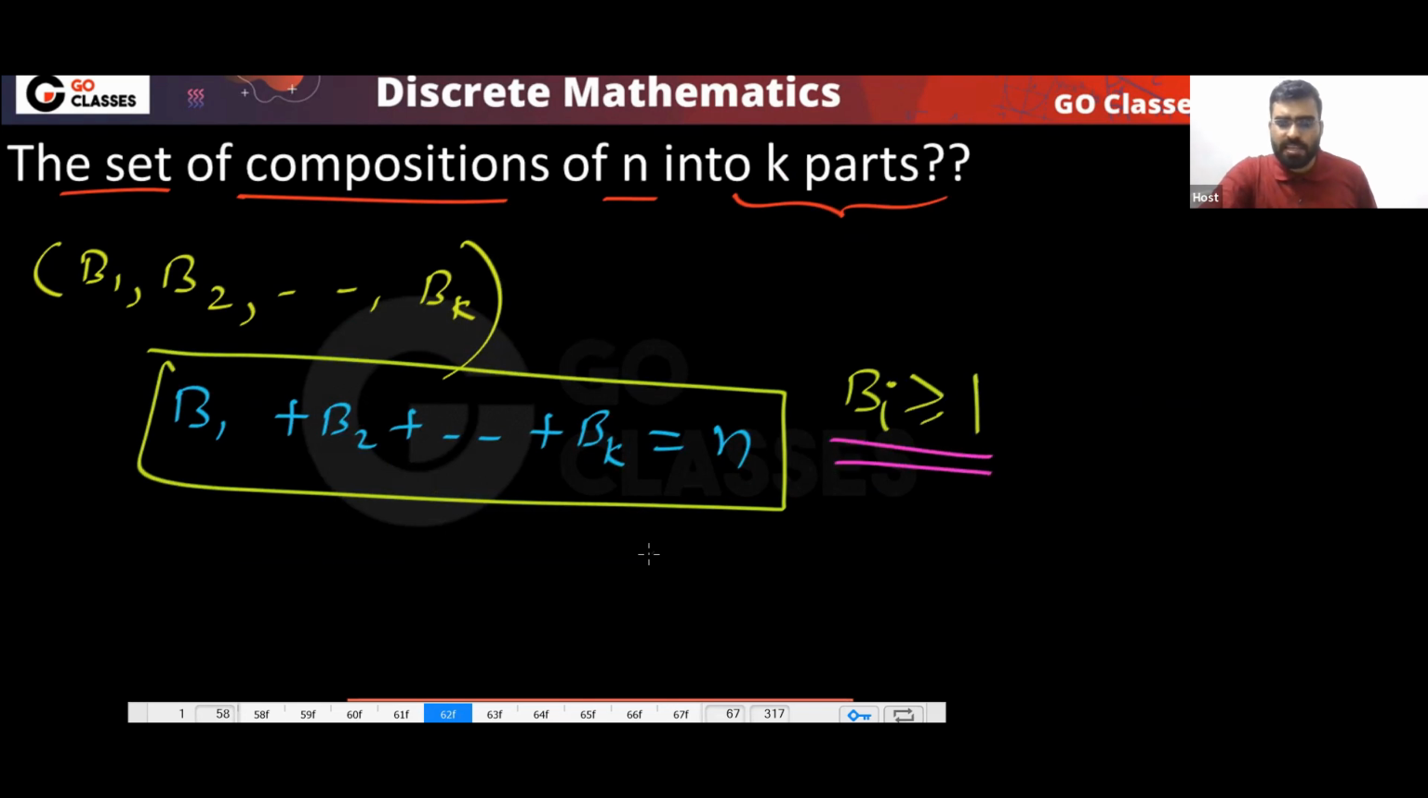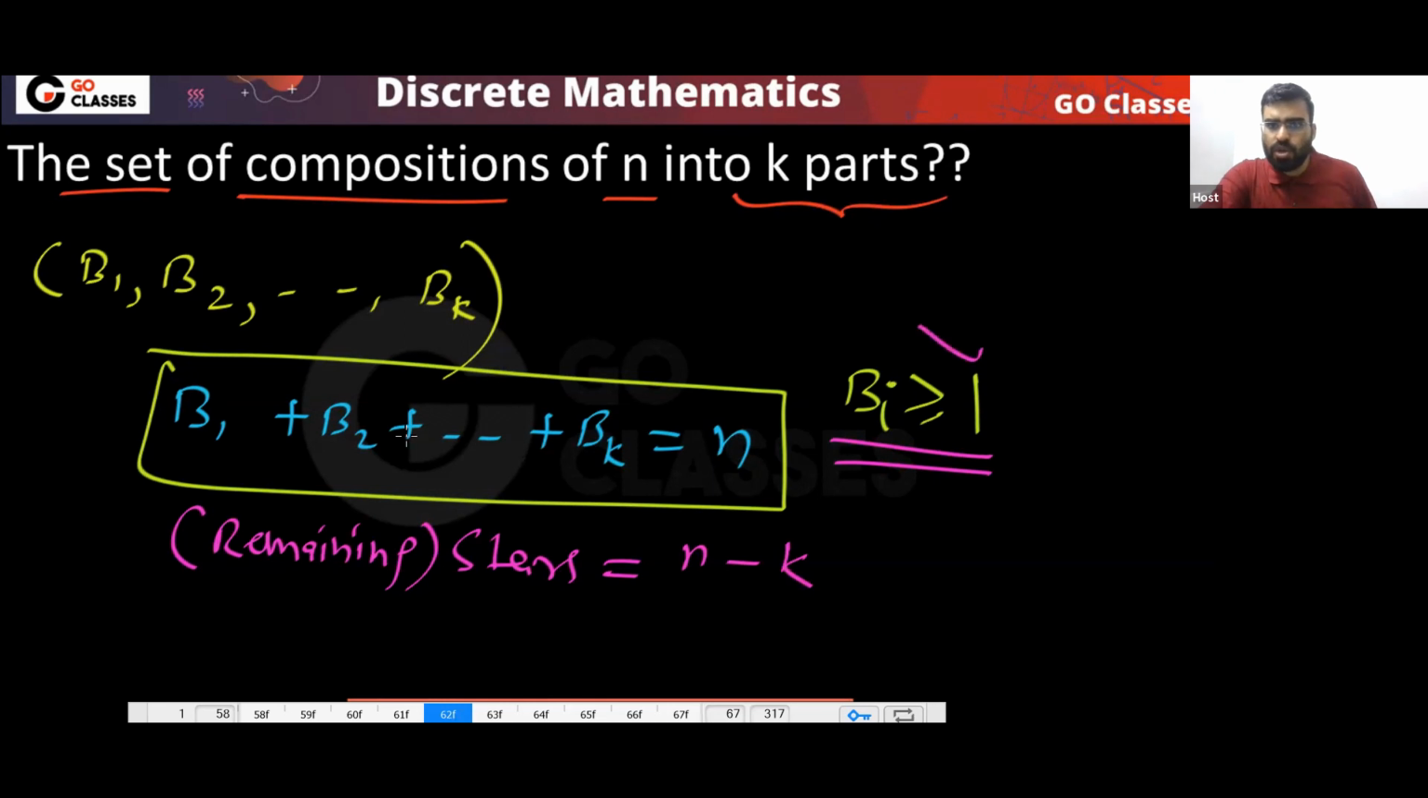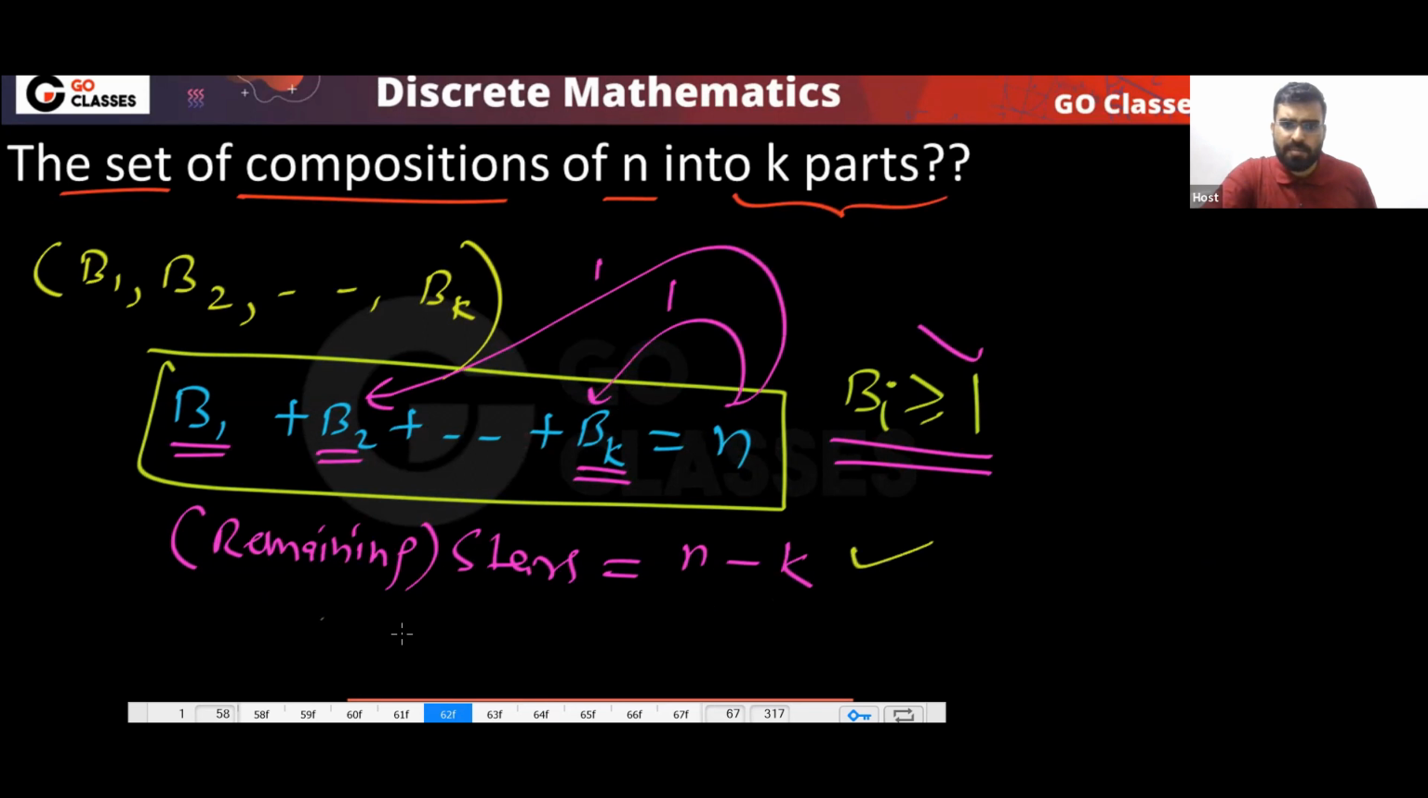So how many stars will be remaining? That will be n minus k stars, because to every child, this is a child, this is a child, this is a child, you directly give 1. To everyone you directly give 1. So these are the remaining stars.